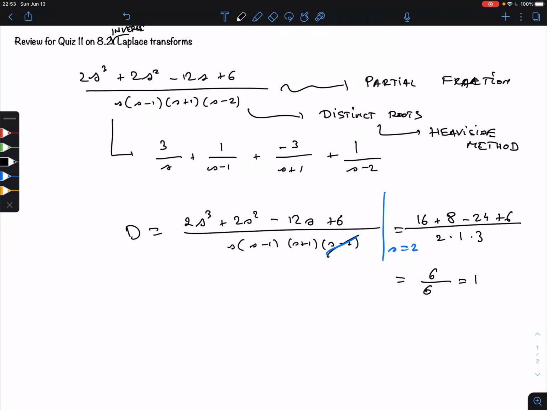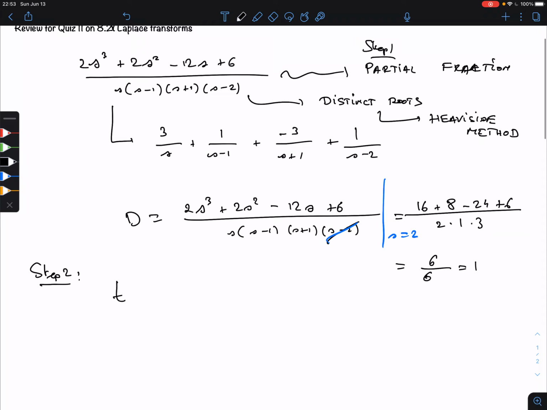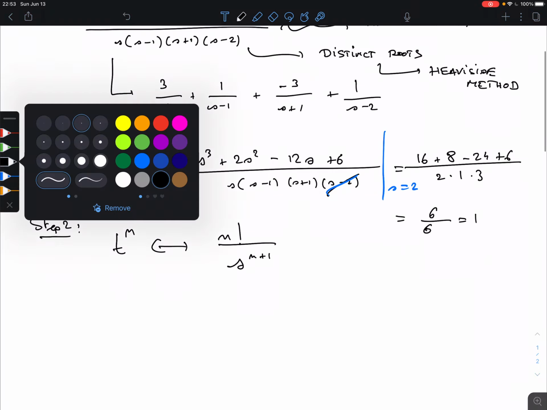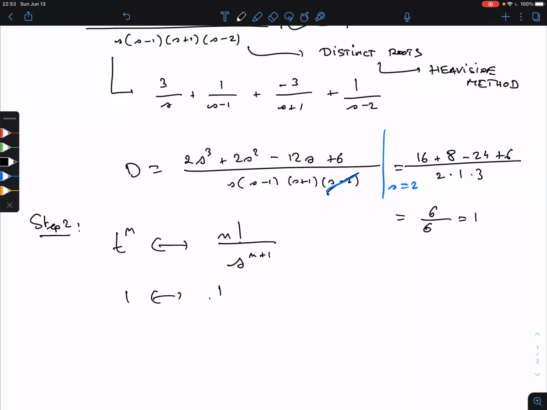D is 1. Now, this is the first part, the partial fraction part, so this is, if you want, step 1. Now, of course, we have to write down the inverse Laplace. And we know that powers of t correspond to the reciprocals of s, but with one power higher and with an n factorial. So there's an n factorial as an extra thing here. In the simplest case, this means that 1 corresponds to 1 over s, and that's the case that we are in with a single root, with multiplicity 1. If all the roots are distinct, then this is the rule that we're going to use.